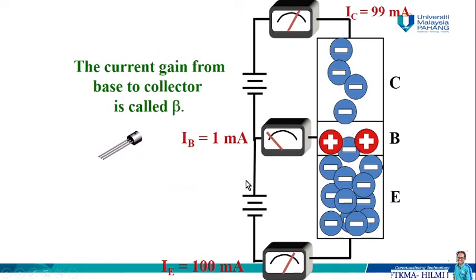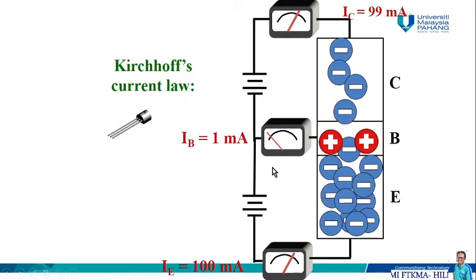The current gain from base to collector is called beta. So let's say we have IC 99 milliamp, IB 1 milliamp, and IE 100 milliamp. Beta is the ratio of IC over IB, and therefore it will be 99 milliamp over 1 milliamp, equal to 99. So the gain that we are going to have inside this transistor is 99.